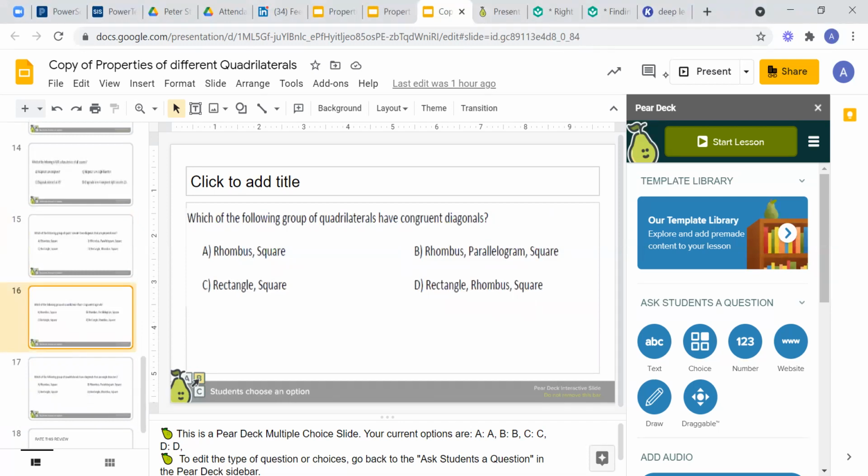16. Which of these quadrilaterals have congruent diagonals? We know in a rectangle, the diagonals are congruent. And what again? Square. Okay, so only rectangles and squares have congruent diagonals, okay? Rhombus does not have congruent diagonals. Parallelogram does not have congruent diagonals, okay?